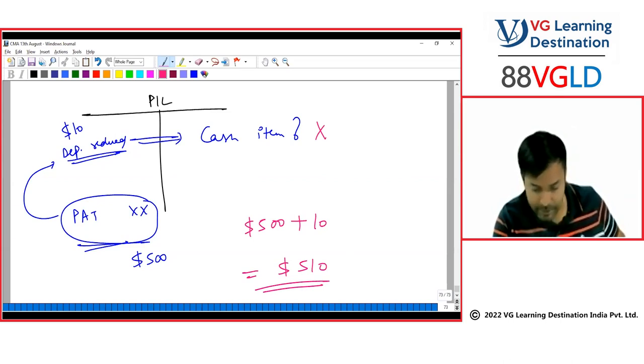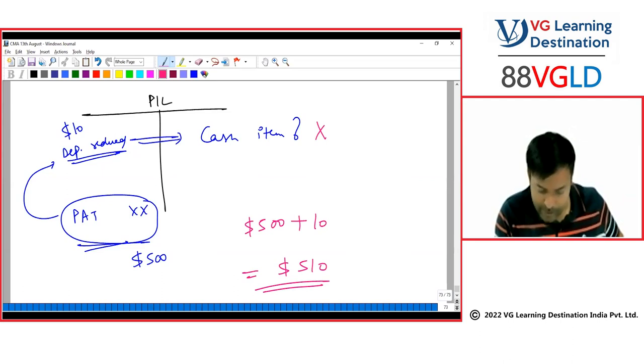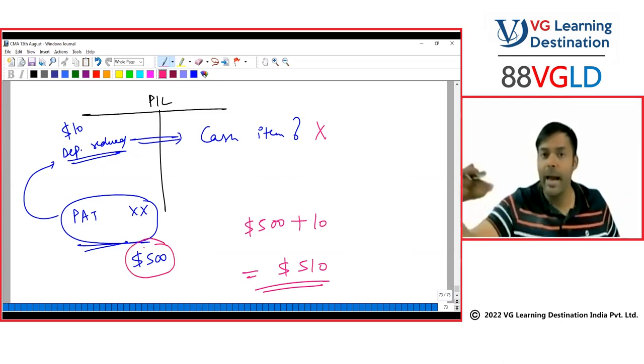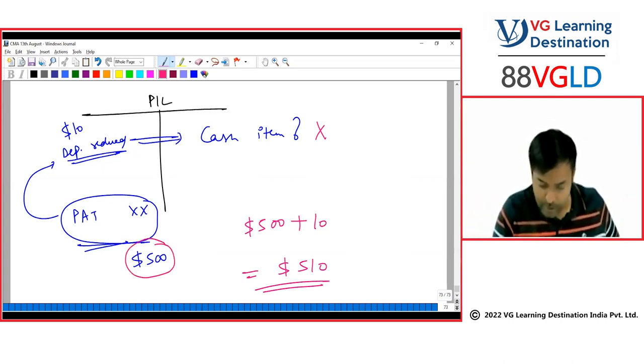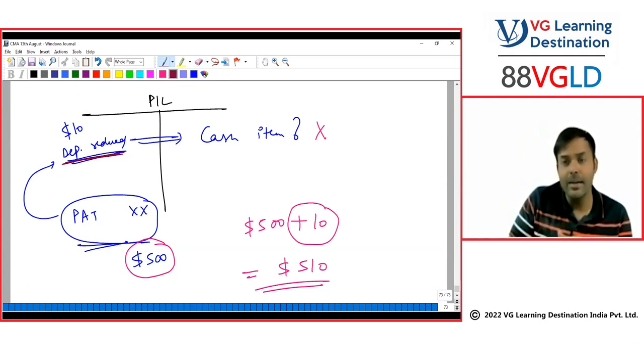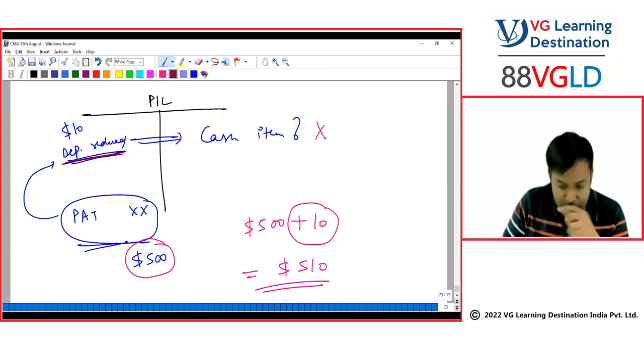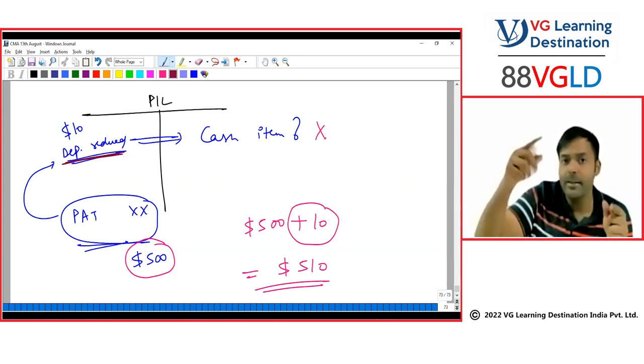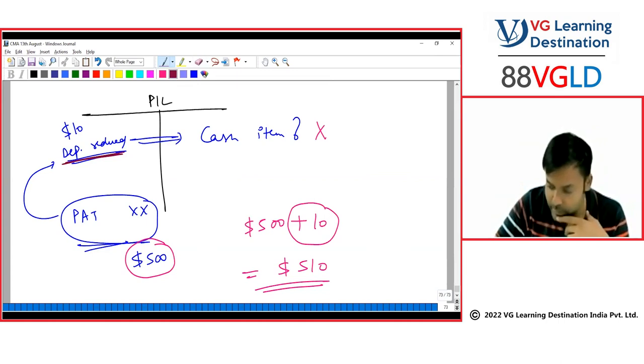So Manish, what I'm saying is, if I'm starting with the PAT and if I want to reach the cash flow, should we not add the depreciation? Because this $10 of depreciation is already reduced from that, right? Correct. It's non-cash. Any non-cash item is already reduced. When it is reduced, to arrive at the cash flow, should we not add this back? So that's why we are doing it. We are adding the non-cash items.